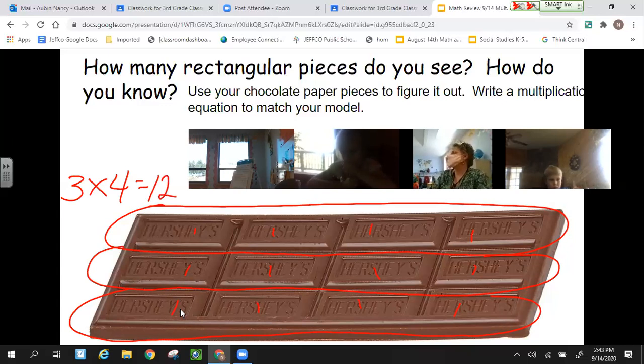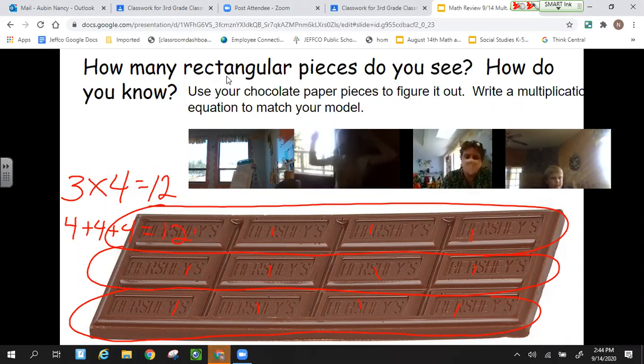So let's count them and see if she's right. 1, 2, 3, 4. 5, 6, 7, 8. 9, 10, 11, 12. Did I miscount, or did I? I guess I did. So that is true. 3 groups of 4 is 12. If you used addition, you might have said 4 plus 4 plus 4 equals 12, which is the same as multiplication, repeated addition. 3 groups of 4, right?